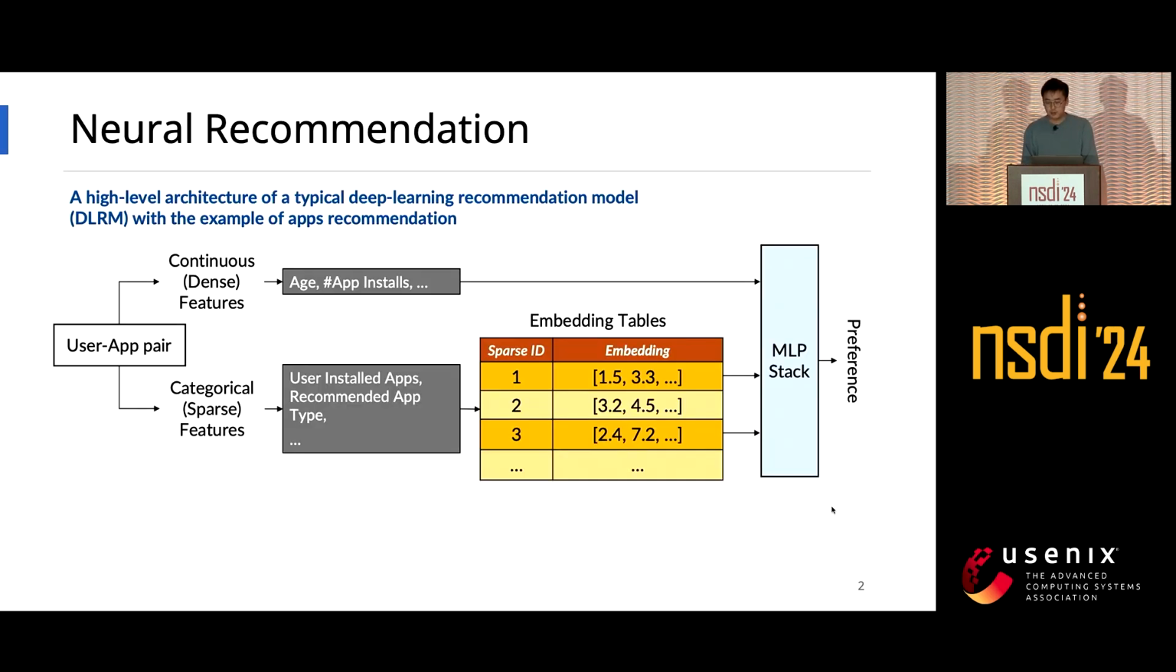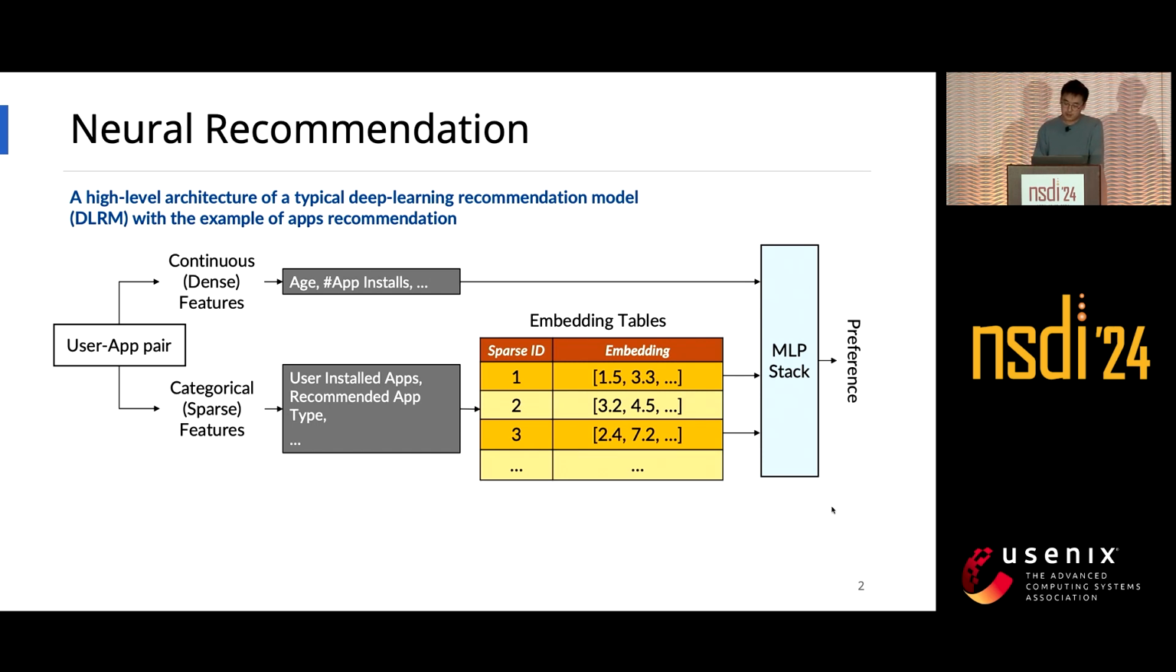Deep learning-based recommendation systems have been widely used in many online services. This is a high-level architecture of a typical deep learning recommendation model, which consists of two components. One is the embedding table, and another one is a conventional MLP stack. As a major characteristic of the deep learning recommendation model, it splits the input into dense features and sparse features.